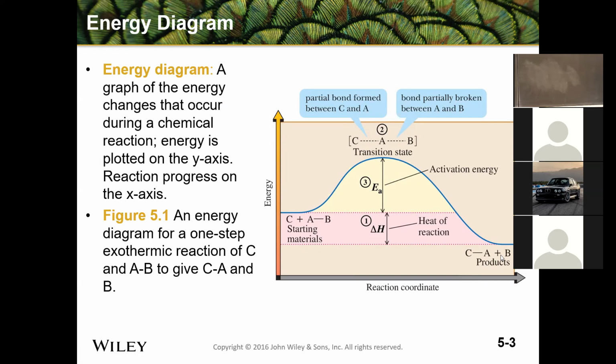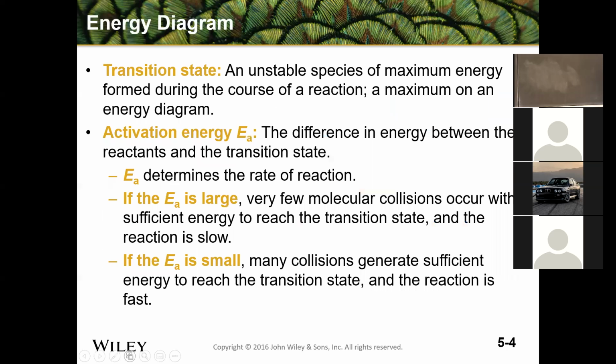And in this hypothetical transition state, there's a bond that's partially formed, a bond that's partially broken, and the energy difference between the starting materials and the transition state is what's called the activation energy. In this example, this is an exothermic reaction because the energy of the products is lower than that of the reactants. Okay, so heat is given off to the surroundings.